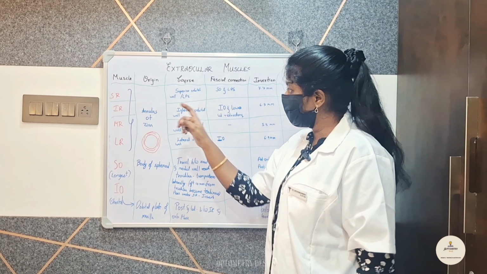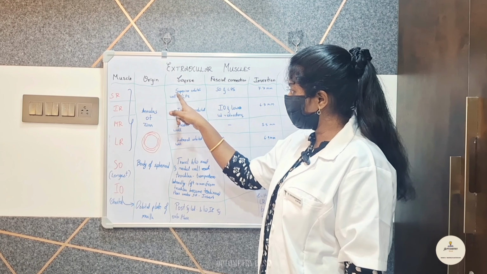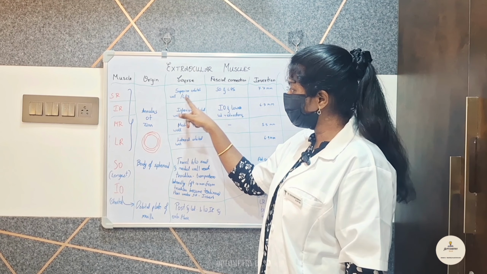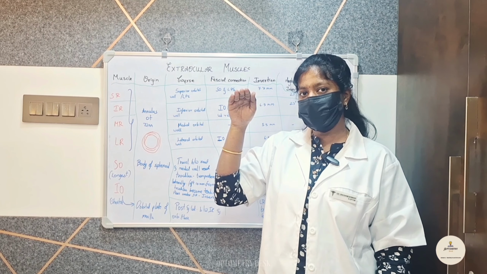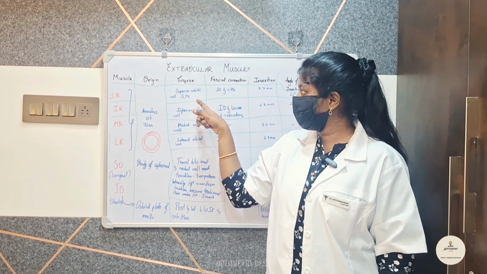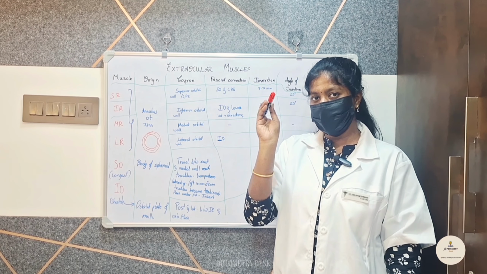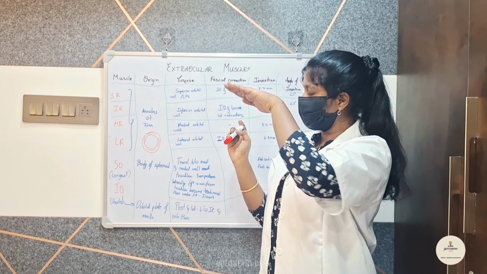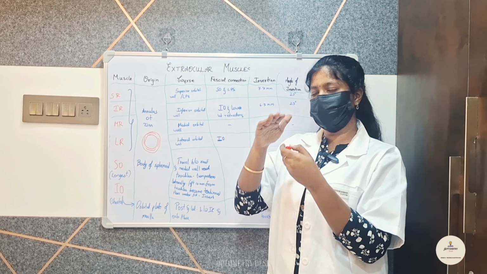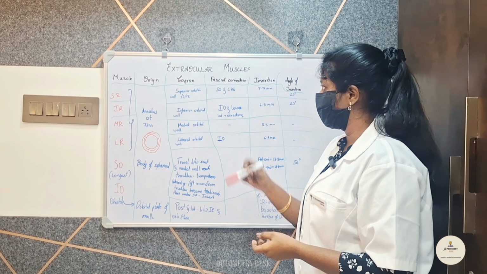Next, course. The course of superior rectus is along the superior orbital wall, but it is separated from the superior orbital wall by levator palpebrae superioris. So our superior rectus course will be along the superior orbital wall, but it is separated from it by levator palpebrae superioris.